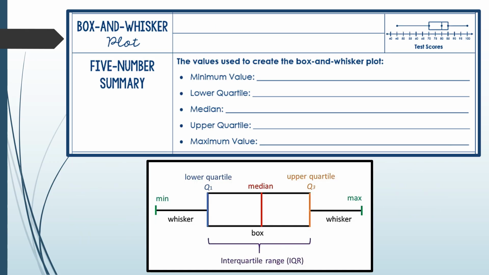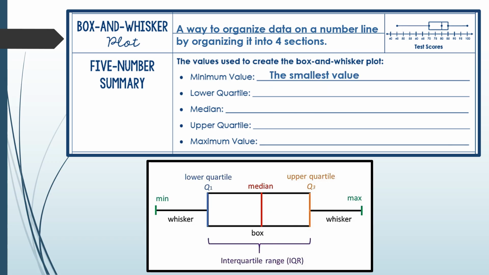Box and whisker plots. A way to organize data on a number line by organizing it into 4 sections. The minimum value is the smallest value.